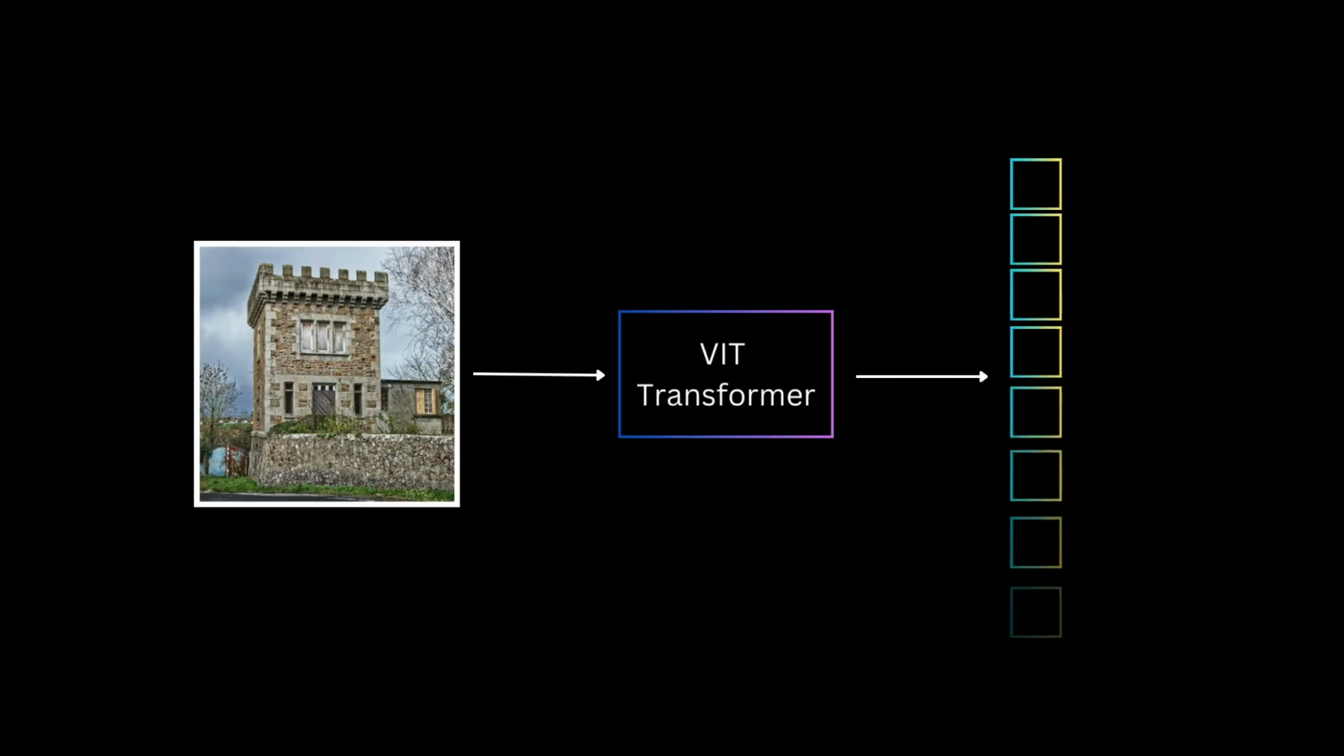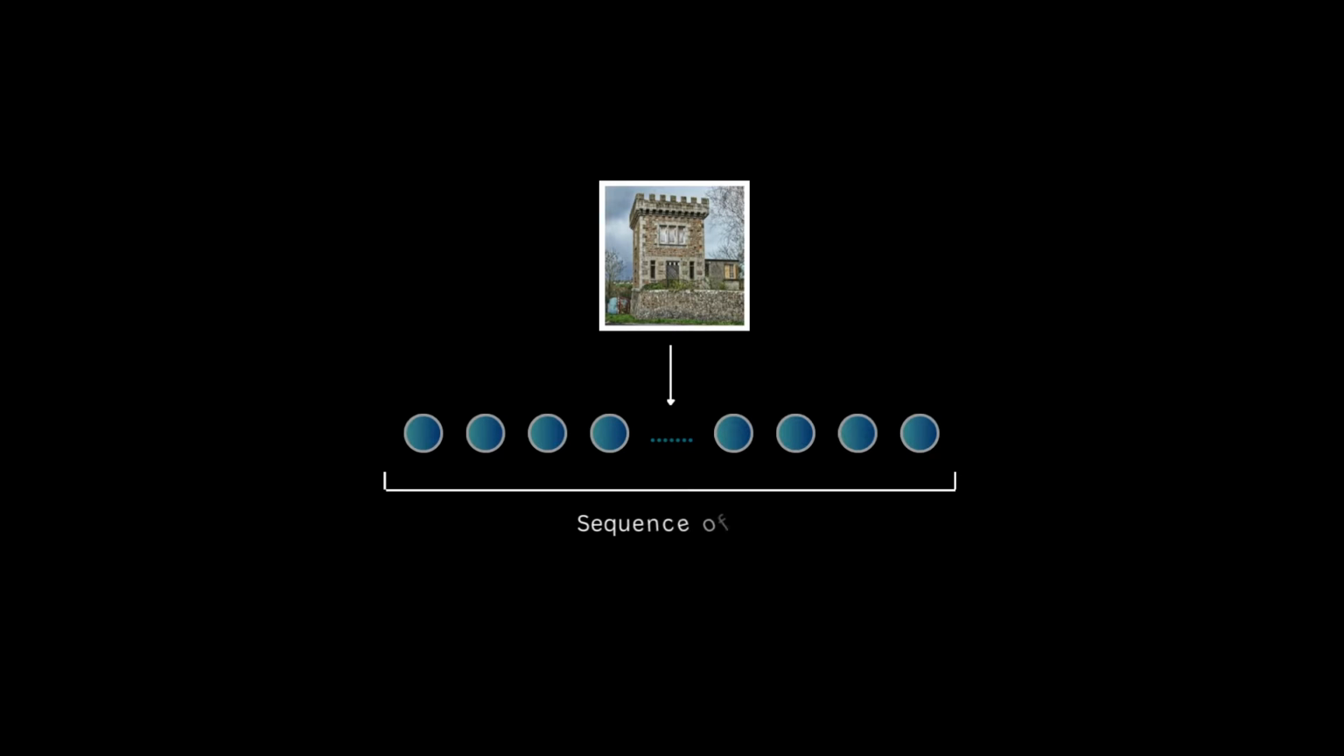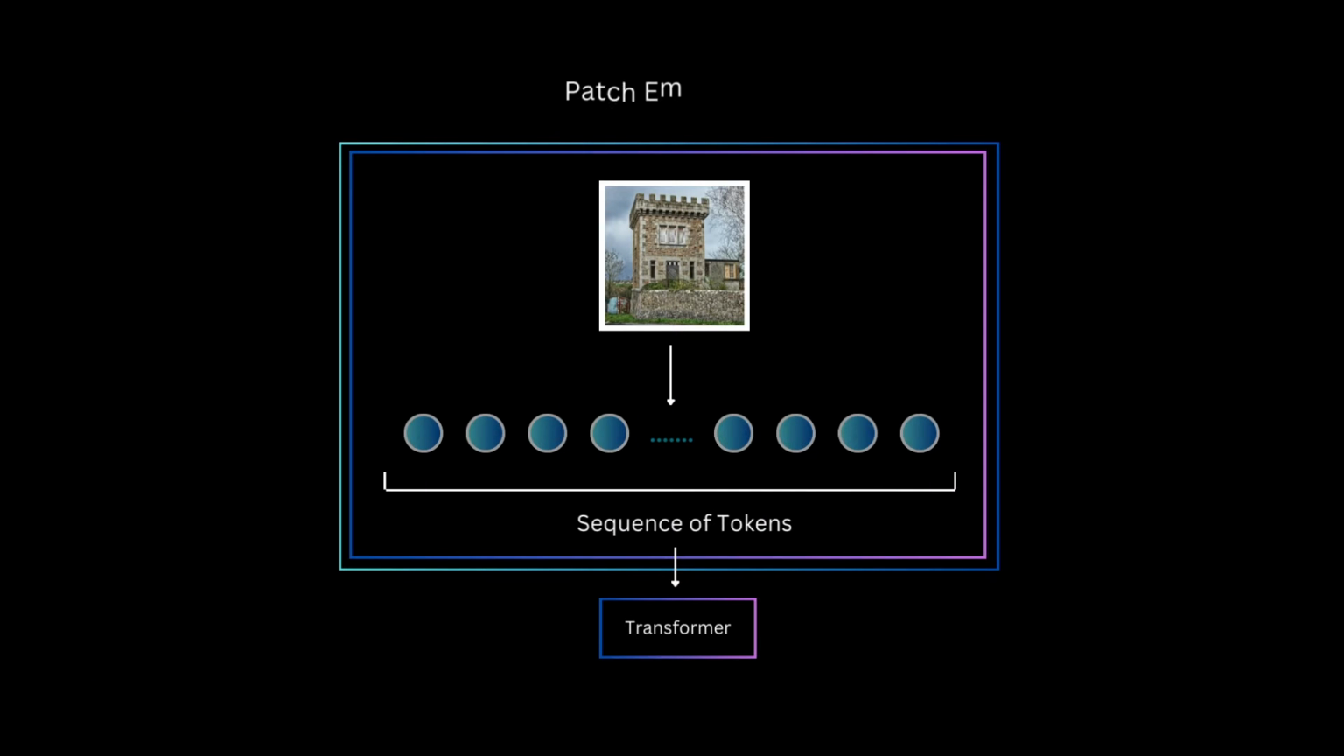So our goal for this video would be to understand and implement all parts of ViT, with the final objective of building a model that takes in an image and generates some sort of classification scores from it. Now the transformer model requires inputs to be in the sequential format, but what we have here is a three-channel image. So we need to find a way to convert this image into a sequence of tokens. The module that takes up this responsibility is the patch embedding module, which essentially converts the image into a sequence of patches.